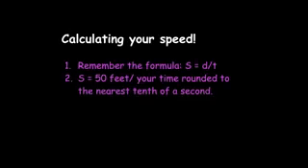Okay, let's work with our data to calculate our running speed. Here's some examples with my data. Calculating your speed. Remember, the formula to calculate speed is speed equals distance divided by time. It's how much time it takes you to travel a specific distance. So, we're going to use our 50 feet as our distance divided by the time it took us to run that 50 feet, rounded to the nearest tenth of a second.